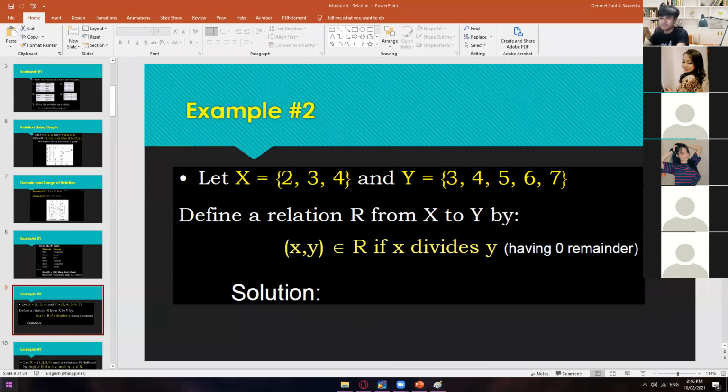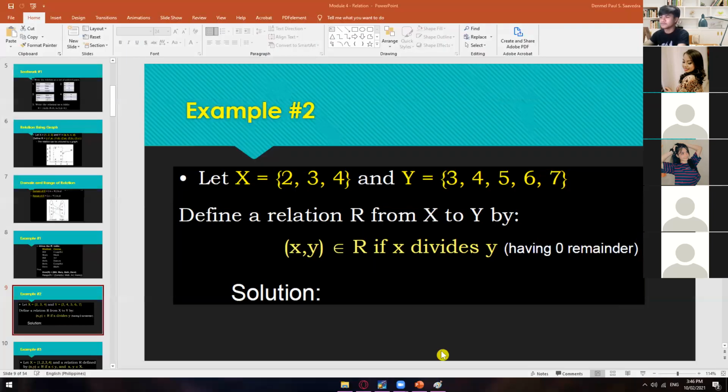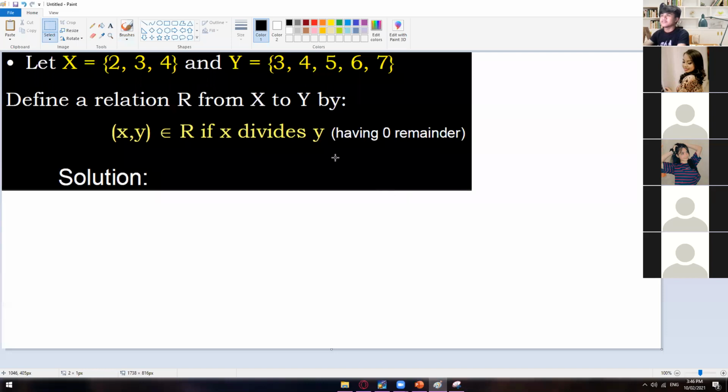So let me just copy this one so that we can answer this one by one. All right, so we have here a condition wherein, of course, the x comes first followed by the y. And then we have another condition wherein y divided by x must not have a remainder, or having a zero remainder.